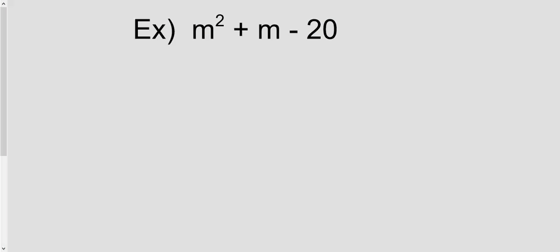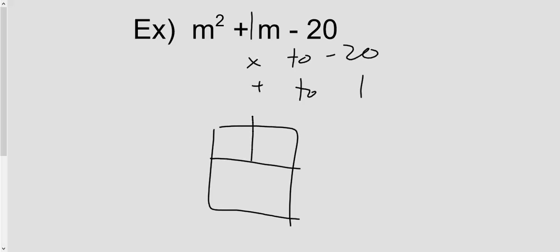One last problem for you today. This is a 1 here. If there's no number in front of the variable, it's a 1. So we need to multiply to negative 20, but add to positive 1. So that would be m and m, negative 4 and positive 5.